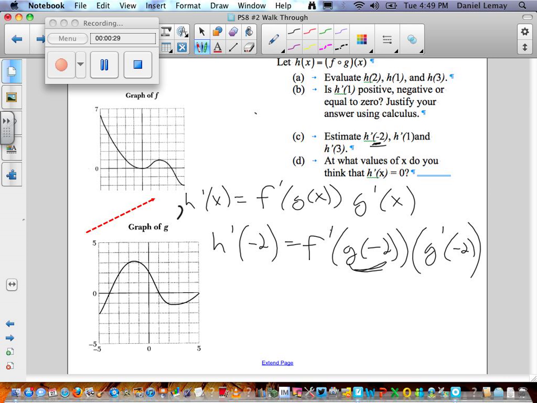So I'm going to examine this inside function first. So g of -2 looks to be about right there, which is 3 in my eyeball. So now what I'm going to do is go find the slope of the f function at x equals 3. I have to do the same thing, the slope of the g function at -2, and I'm going to multiply those two answers.